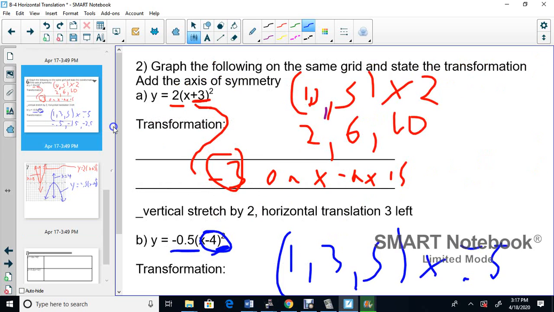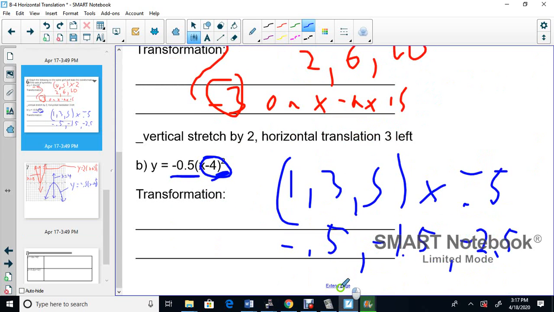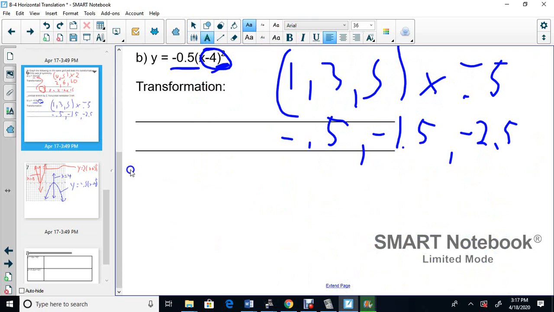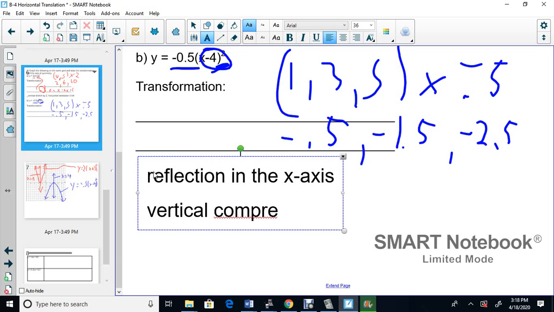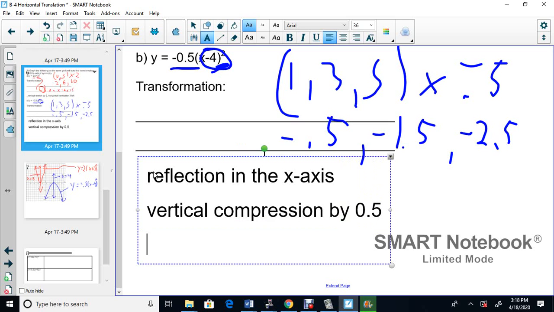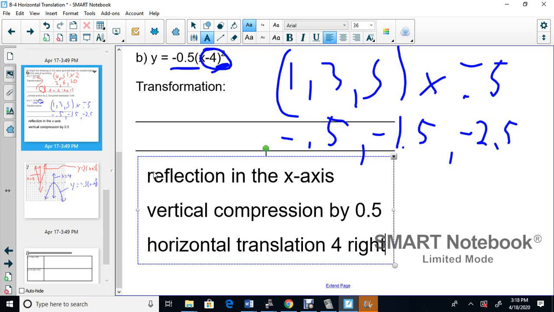Okay, we've done that, but we haven't put the transformation. So let's go back down here. We'll extend the page again, and I will type it. So there's a number of things that are happening here. First, there's a reflection in the x-axis. Second, there's a vertical compression by 0.5. Okay, and thirdly, there's a horizontal translation 4 right. So the graph moved 4 right.